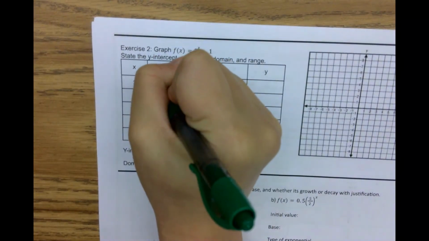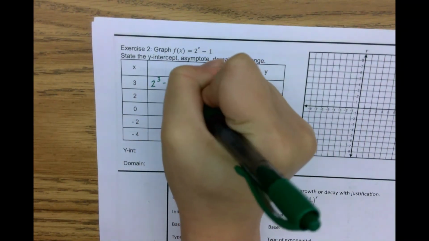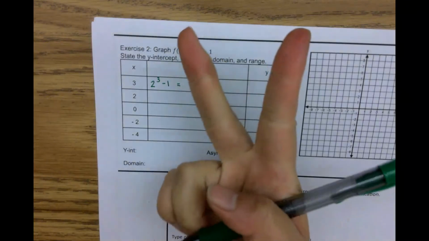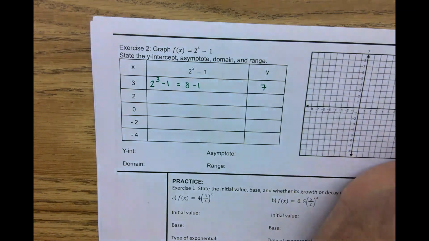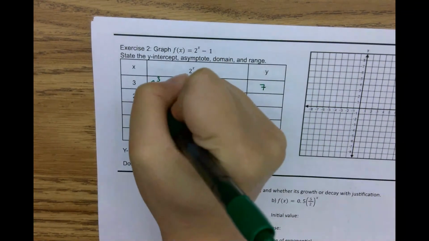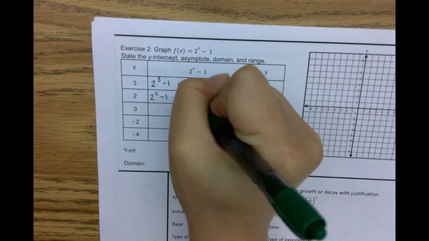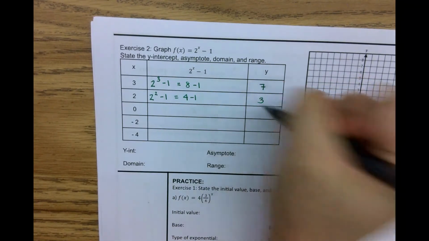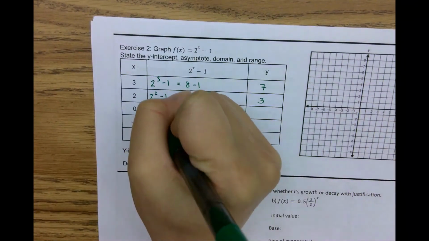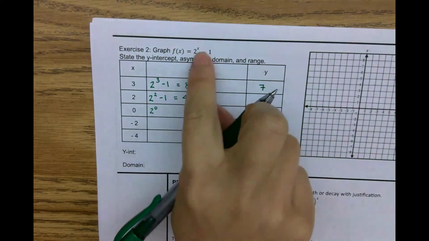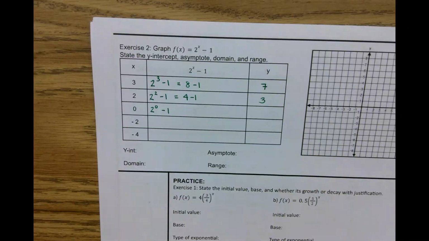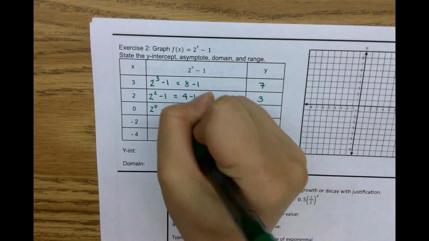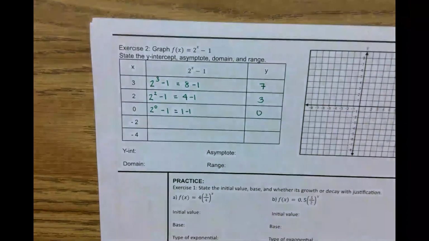So 2 to the third minus 1. 2 to the third: 2 times 2 is 4, times 2 is 8, so 8 minus 1 gives me 7. So my y value is 7. Then the next one, 2 to the second minus 1. 2 to the second is 4, and 4 minus 1 is 3. Then 2 to the 0. All I'm doing is taking these x values and replacing x with that number. So 2 to the 0 minus 1. We know anything to the 0 power is 1, so 1 minus 1 is 0 here.